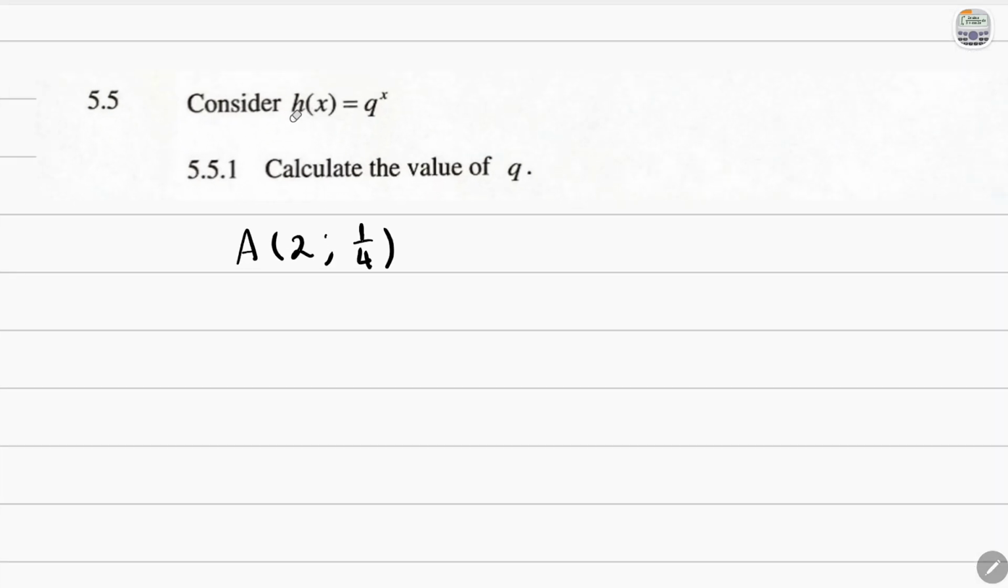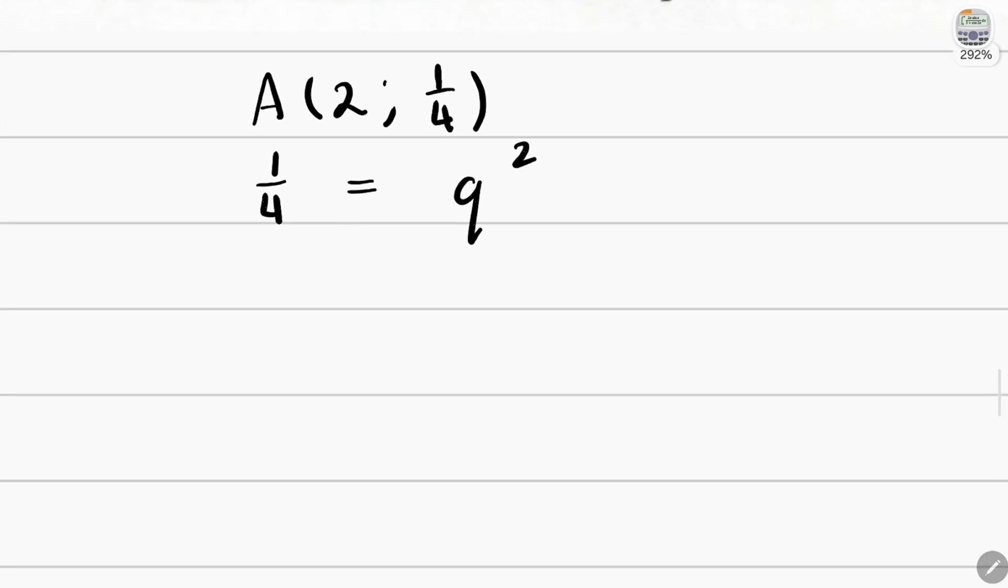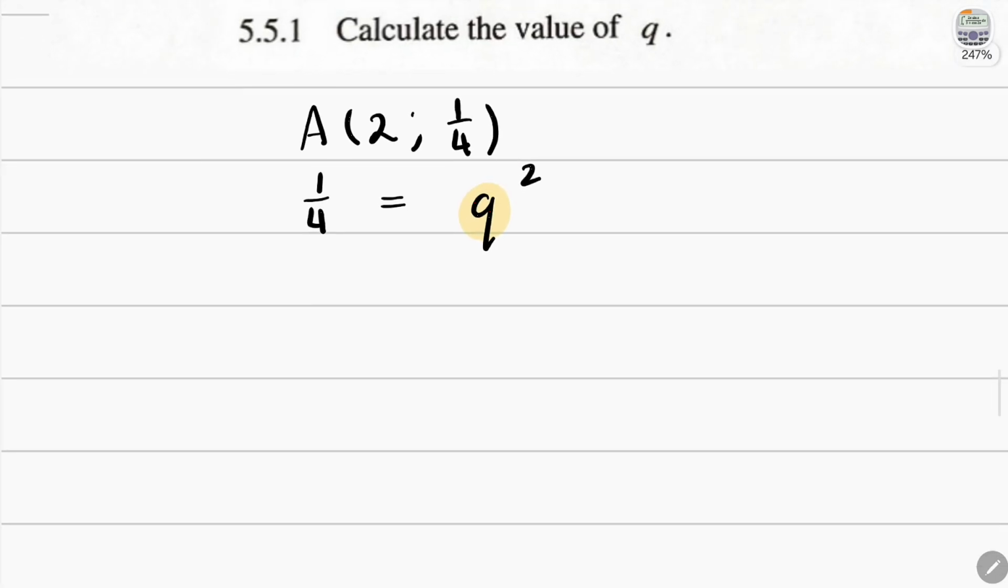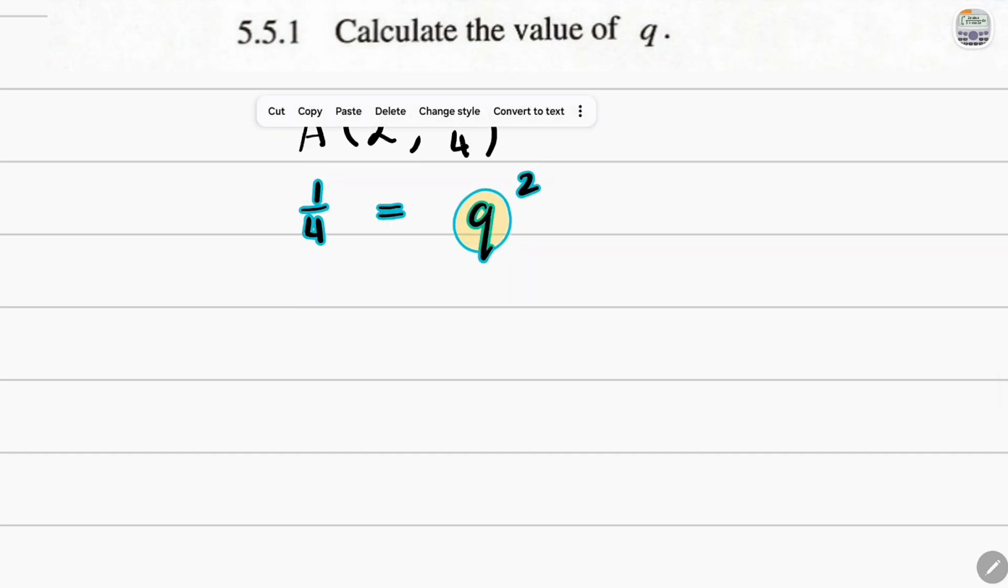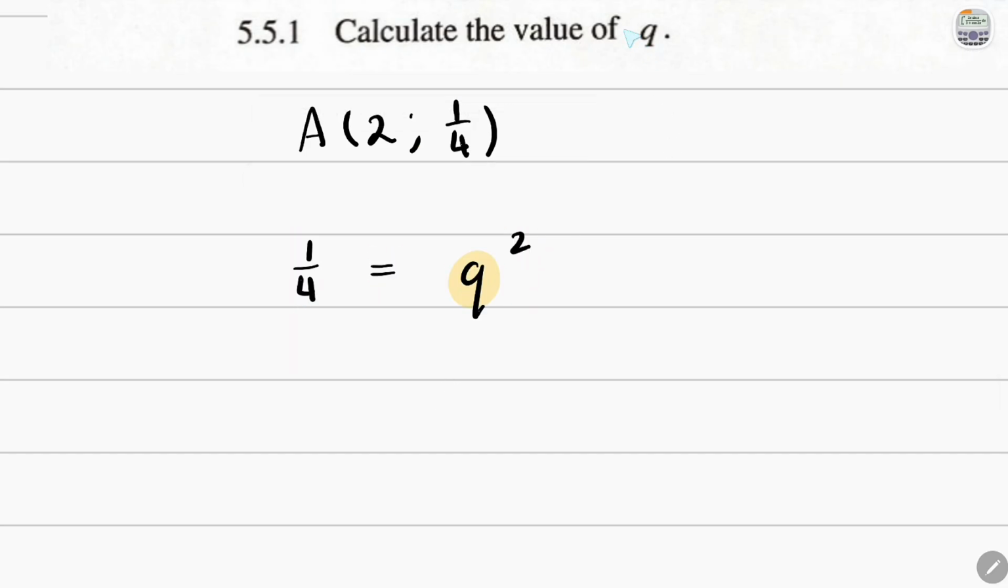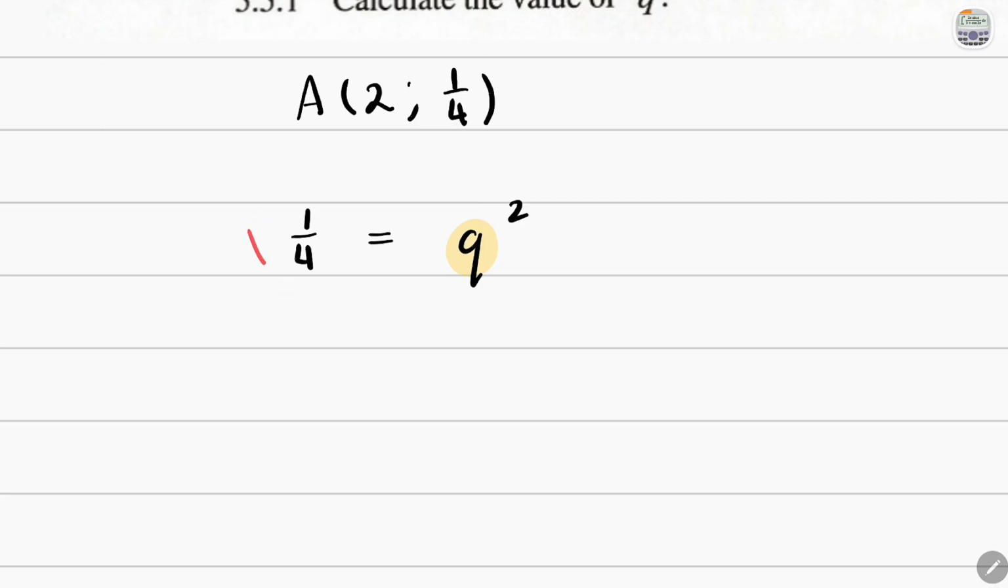So in place of y, we say 1/4 is equal to q to the power of 2. And this is our equation. So we're trying to solve for q. How do we get to q? There's a squared, so we need to get rid of that squared by square rooting both hand sides. Since we have a squared, we can square root both hand sides of the equation.